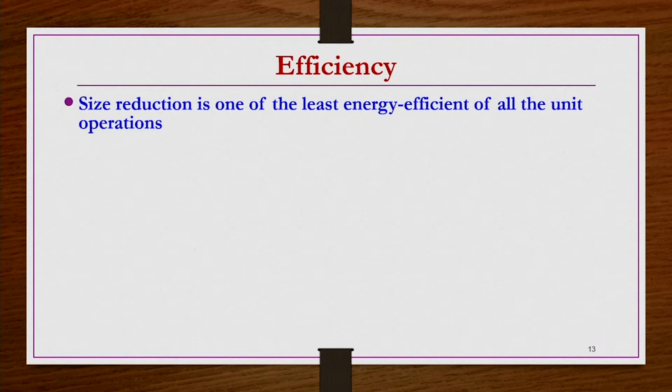Why? Because as I mentioned, for a given example of a ball mill, which I have taken as the example, only a small fraction of the power that is supplied is utilized by the particles for size reduction, and the rest is for operating the equipment and all that. So, that is the reason size reduction is one of the least energy efficient operations among all the unit operations of chemical engineering.